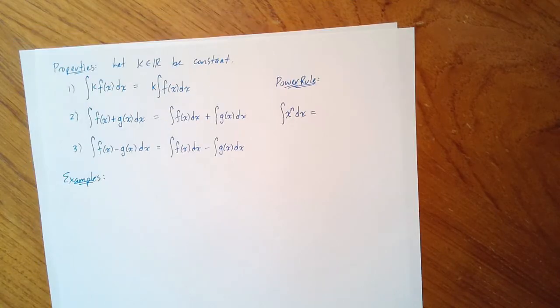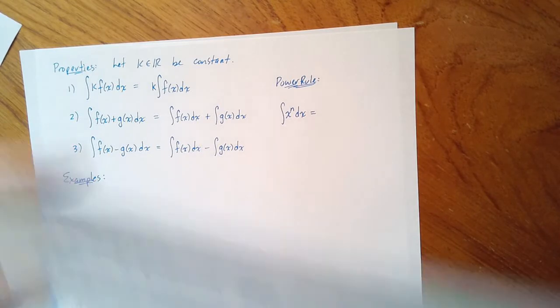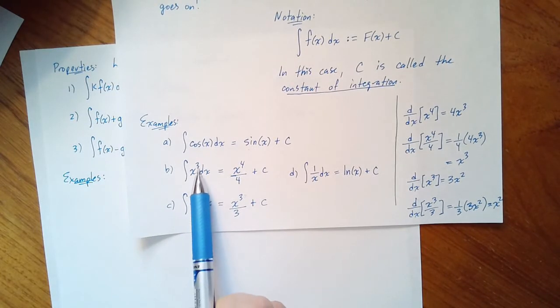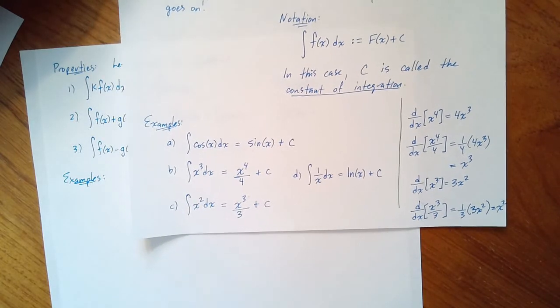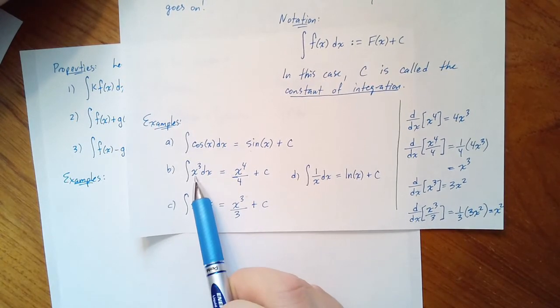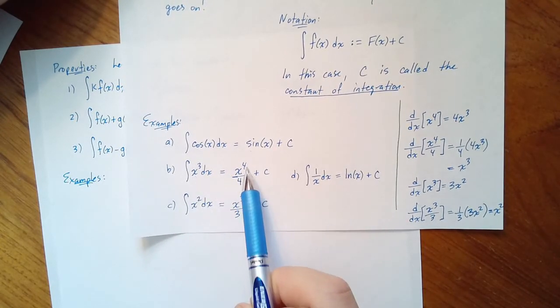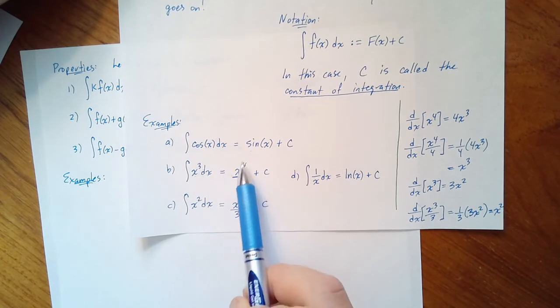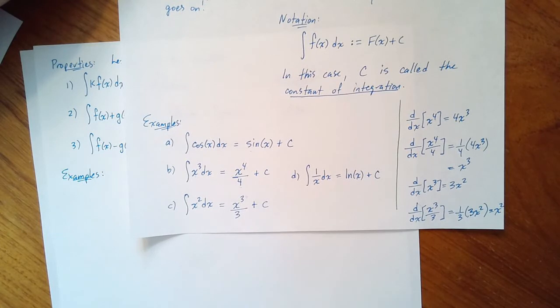It may be helpful to see why this works. It may be helpful to look back at our previous page and try to see a pattern. If you take the antiderivative of x cubed, what happened? We got x to the 4 divided by 4. So the exponent went up by 1, and then whatever that new exponent was, we also put it as a denominator as well.